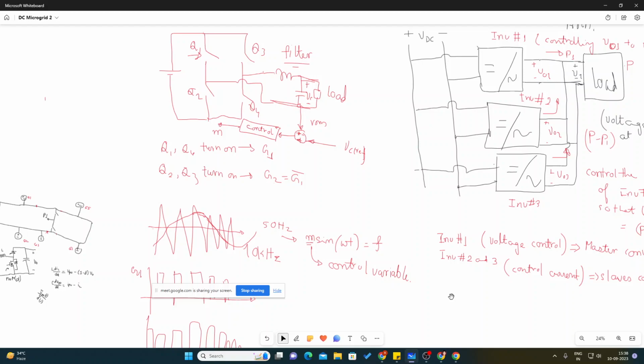Yeah, because in DC what you have is V into I equals power. How much power it will consume is dependent on the load itself, right? That will be a load requirement. So once you set the voltage, the current will be based on the load requirement. Okay, you have to control current also in the DC system.